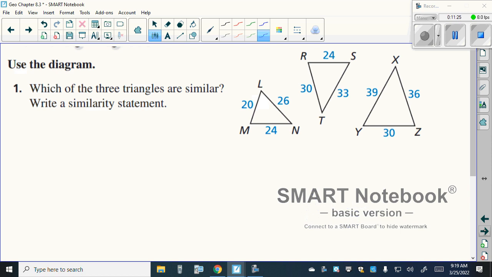In the diagram, which of the 3 triangles are similar? Write a similarity statement. Now this one here, they didn't give us any hint as to which 2 we're really looking at or trying to choose between. So there's different ones we can choose.